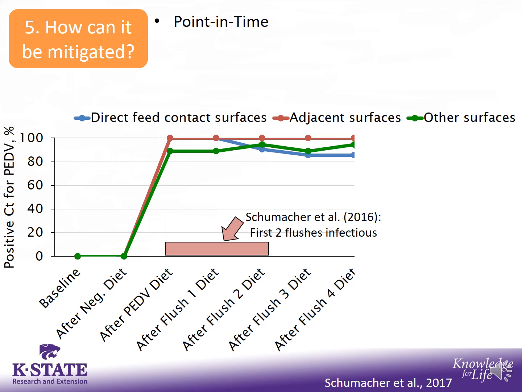And so even though PEDV was never intentionally introduced to the diet manufactured first or second after the PEDV diet, they still contained sufficient viral particles to cause infectivity. However, the 3rd and 4th diets were bioassay negative. Again, this doesn't mean that they had no viable virus. In fact, we had detectable virus in these. They just did not have sufficient quantities of detectable virus to cause infectivity within our bioassay model.